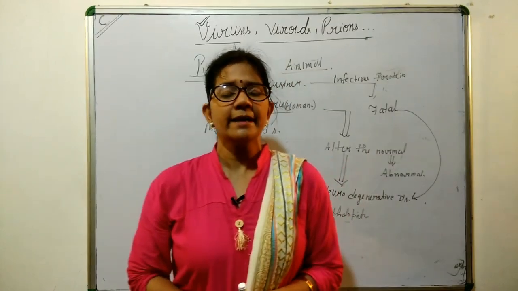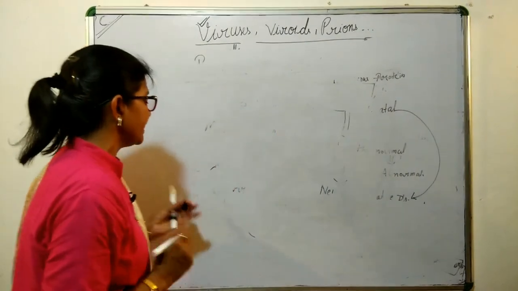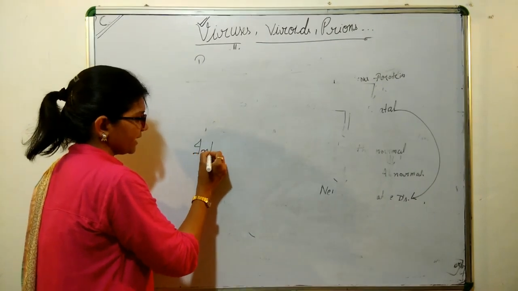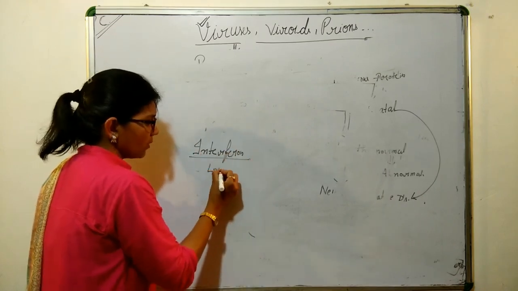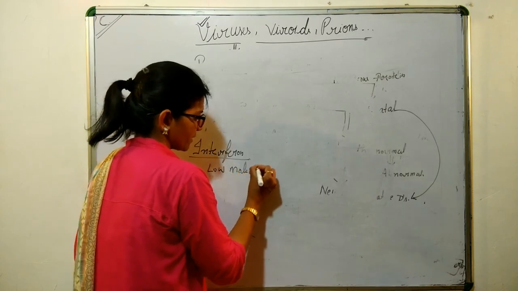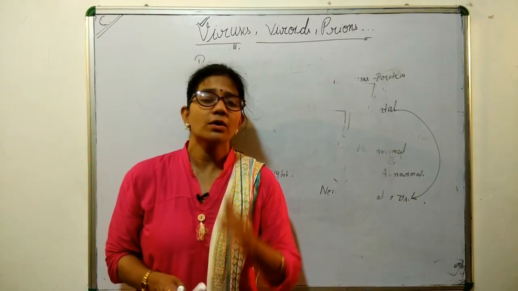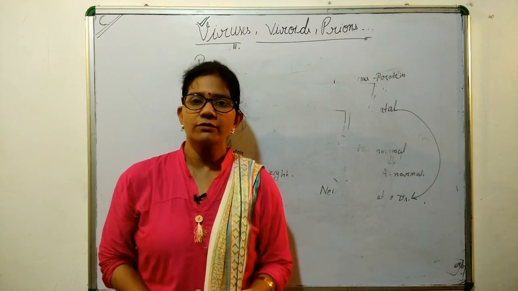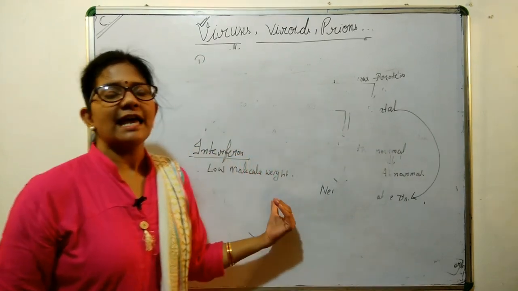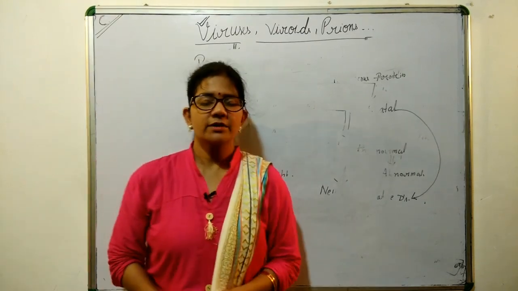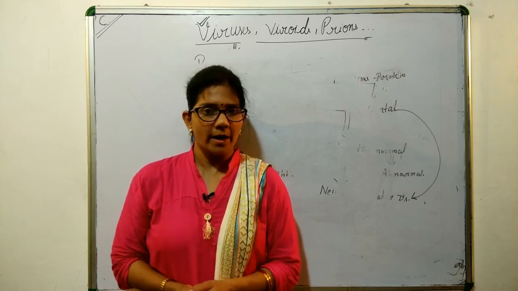Now one more important thing, interferon. These are low molecular weight substances which are produced by the animal or organism against the infection of viruses, and they inhibit the growth of viruses with the help of these interferons. So it was, you can say, the protective mechanism used by living organisms against the viruses.